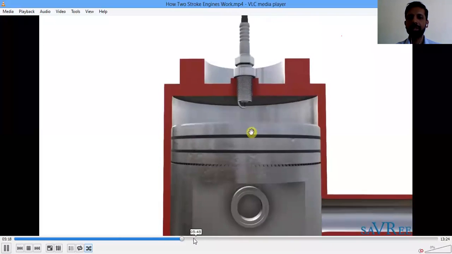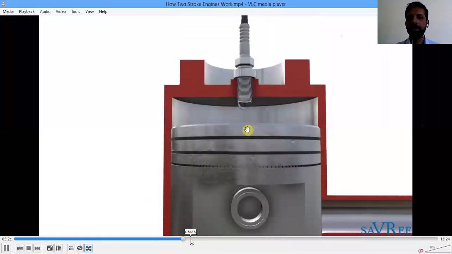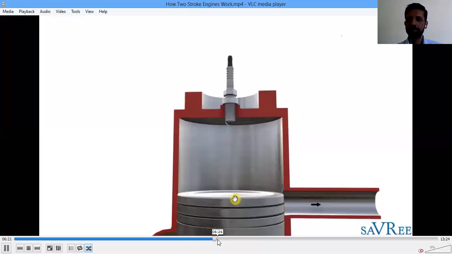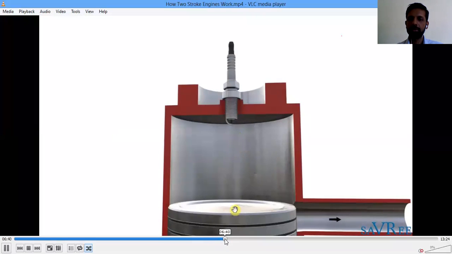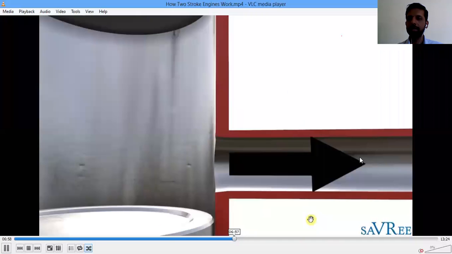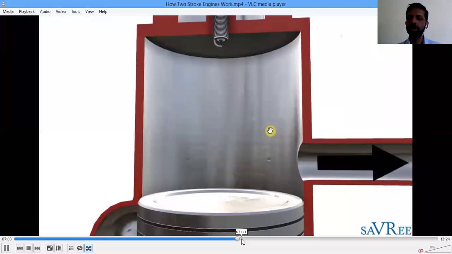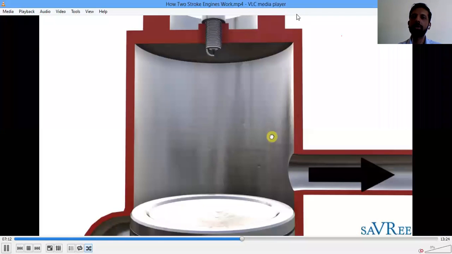Right? So as it reaches the TDC, a spark is introduced through the spark plug. Here we have the air fuel mixture in a highly compressed state. Because the spark is introduced, the combustion is going to take place. Right? So that is what has been indicated in this. This is how a two-stroke engine works, right? So we'll continue in the next class.